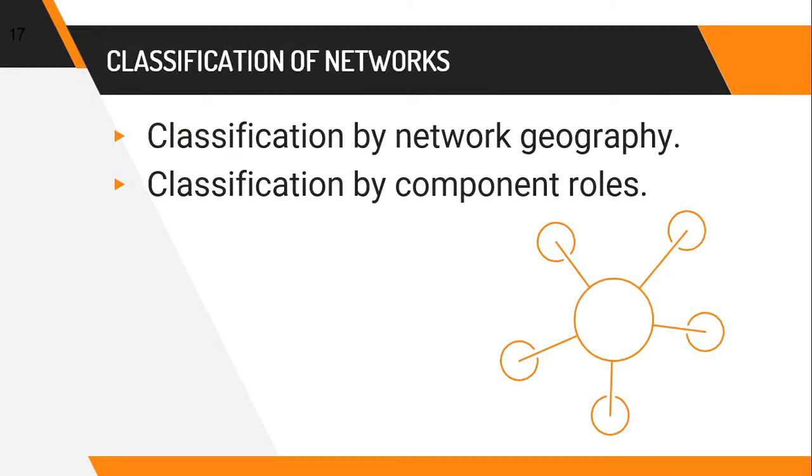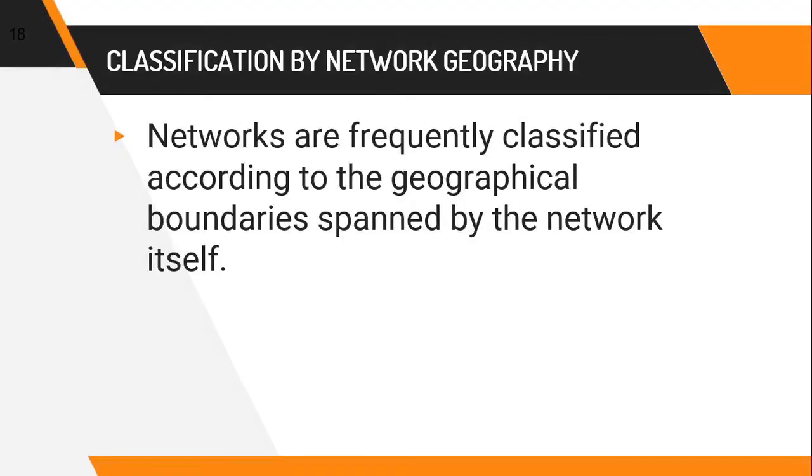Classification of networks. Networks can be classified in terms of network geography and component roles. Classification by network geography. Networks are frequently classified according to the geographical boundaries spanned by the network itself. It can be in the form of LAN, or local area network, WAN, or wide area network, and MAN, metropolitan area network. And these are the basic types of classification, of which LAN and WAN are frequently used.